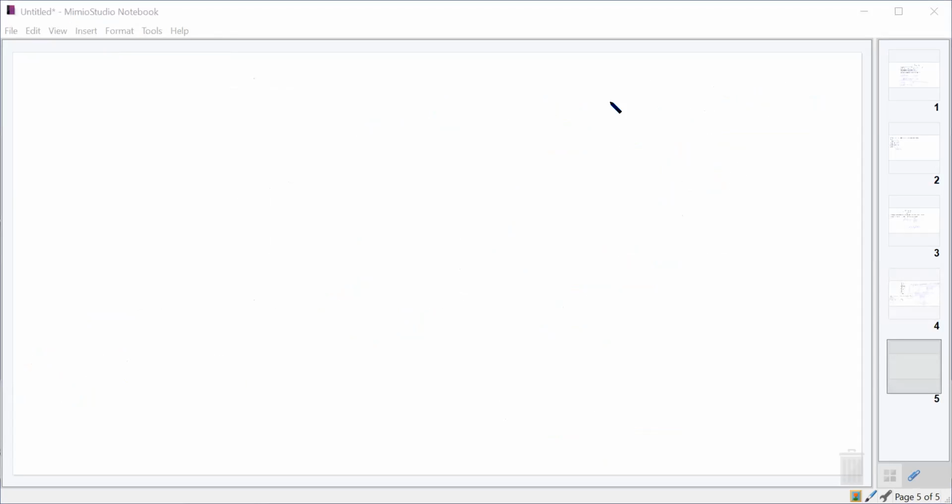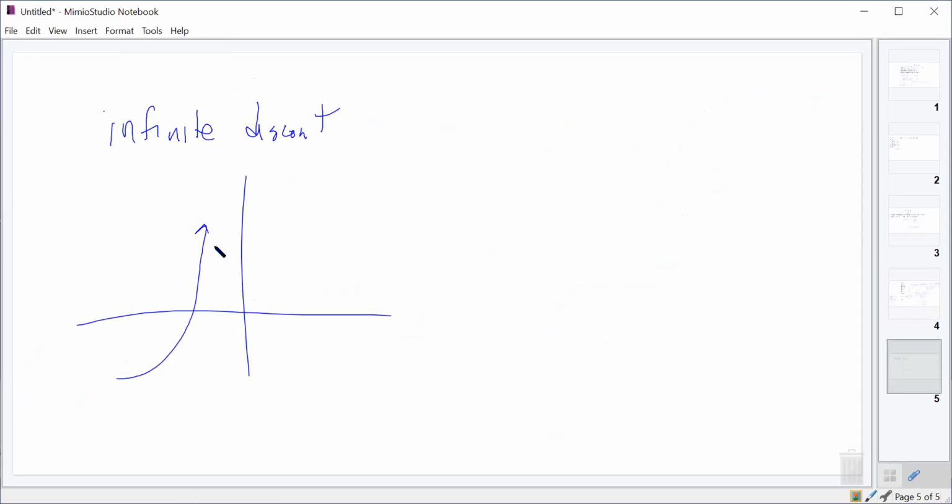Sure. So, different types of discontinuities. The first type of discontinuity is infinite discontinuity. So infinite discontinuity is just when you've got an asymptote.